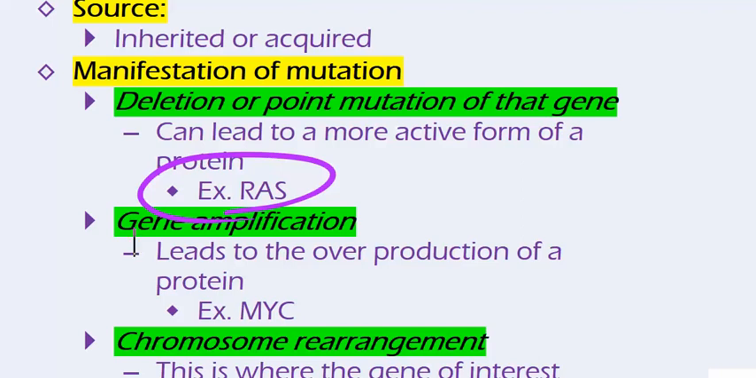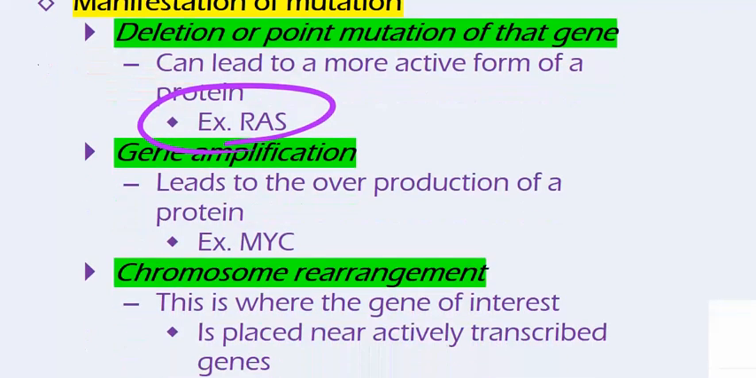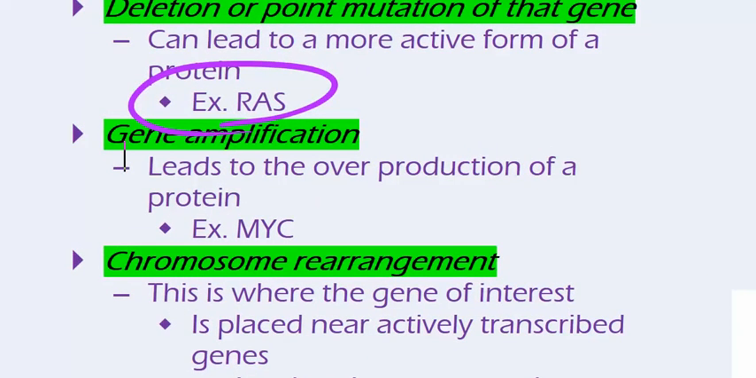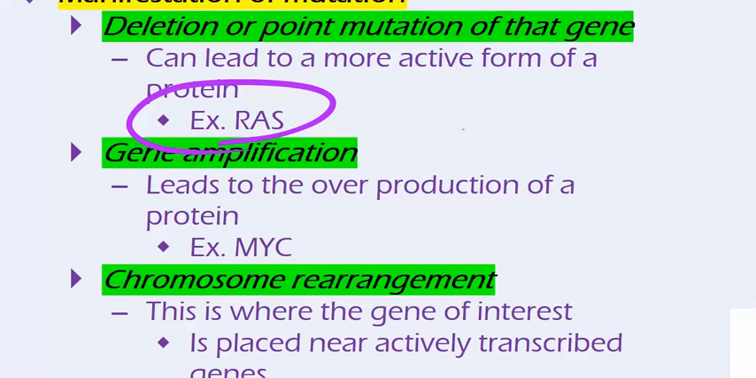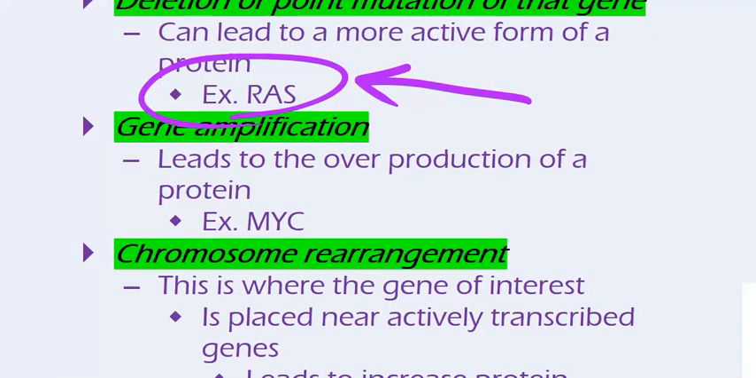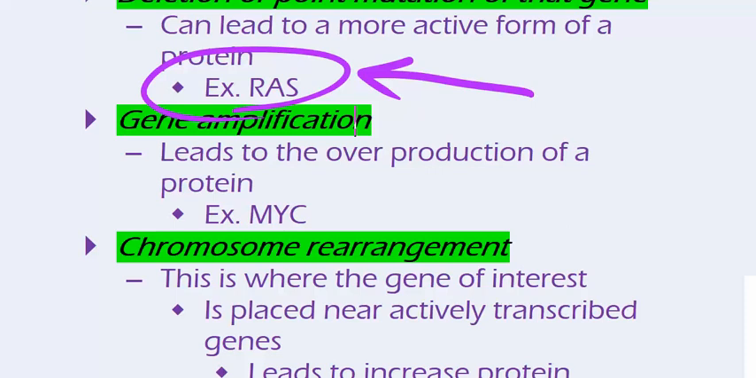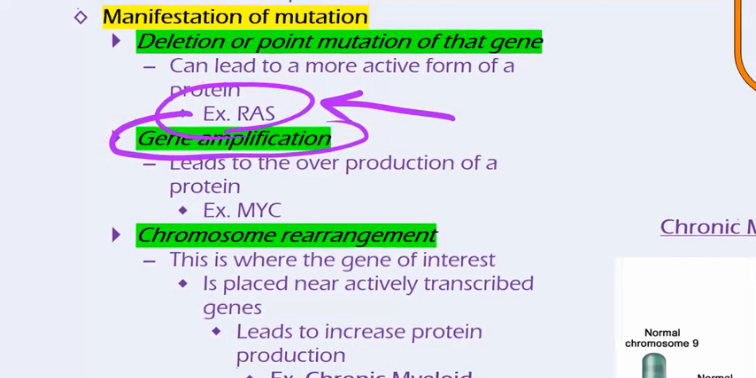So from RAS, we have what? RAF. Then from RAF we have what? MEK. Then we have what? Okay, good. So we can have either a deletion or point mutation, right? And the one that was specifically pointed out in lecture is this RAS, right? Or we can have a gene amplification, right? So you can have, I guess, more segments of that gene. So gene amplification, you have more segments of that gene leading to an overproduction of the protein product.